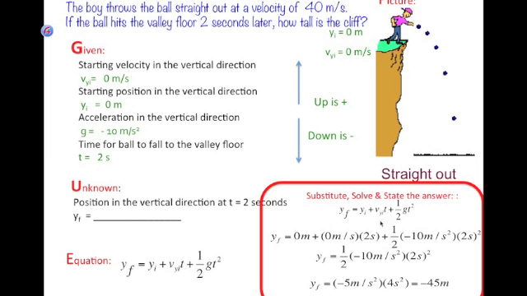So when I drop that information in, this all goes away, and I take 1/2 times negative 10 meters per second squared times 2 seconds squared. I multiply 1/2 times negative 10, and I get negative 5. If I square 2 seconds, I get 4 seconds squared. So I multiply negative 5 meters per second squared times 4 seconds squared, and the answer is negative 45 meters. So I know that the ball falls 45 meters in 2 seconds. So the change in position vertically in 2 seconds is 45 meters.